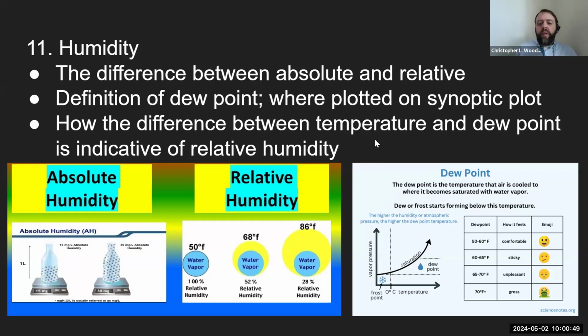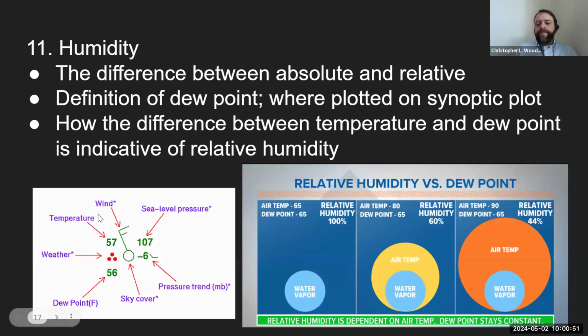On a synoptic plot, temperature is in the top left, and the dew point is in the bottom left.